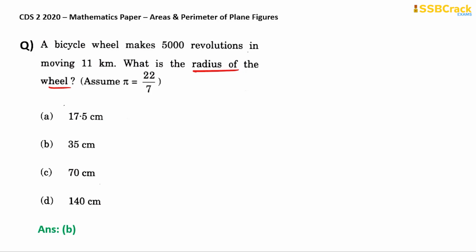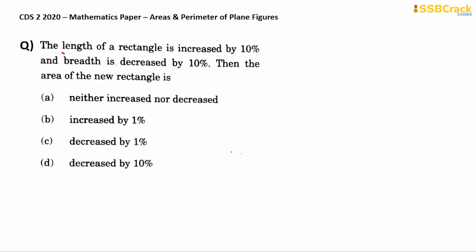So hence the correct key for this particular question, that is about finding the radius of the wheel, is... let's check out the next question on the same topic now. The length of a rectangle is increased by 10% and breadth is decreased by 10%. Then the area of the new rectangle is: neither increased nor decreased, increased by 1%, decreased by 1%, or decreased by 10%. Let us determine. So we shall determine that with the help of the little knowledge about the percentage also.